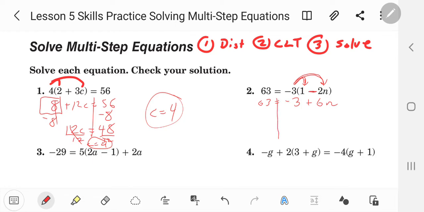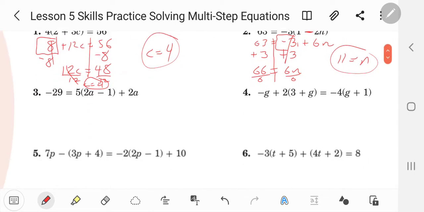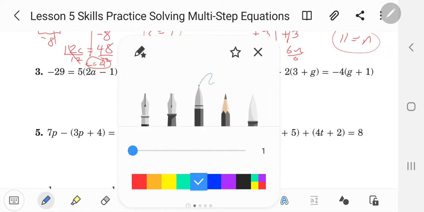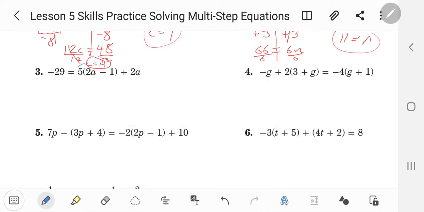There's no like terms to combine. There's no more distributive property, so I draw my line down because I'm ready to solve. I'm going to get rid of this non-variable term first. Minus 3 or negative 3. I'm going to add 3 to cancel that out. I'm going to add 3 over here. I get 66 equals 6n. The 6 is multiplied by the n, so I divide. And I get n equals 11. Boom. Moving right along. Let's go for a new color here so I can draw right over top of this.